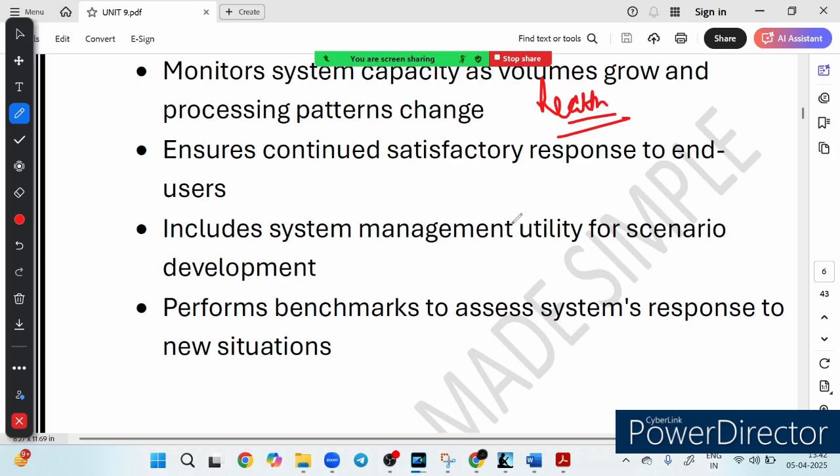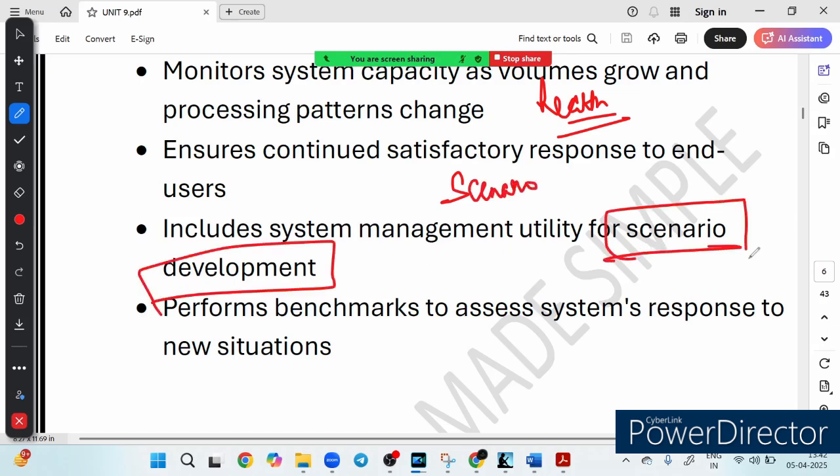It runs scenario testing. Remember it. This is a very important point. What it does is something called scenario testing. It runs scenario testing and benchmarks to stay prepared for future challenges, ensuring users get a fast, smooth and lag-free experience no matter how heavy the load is.